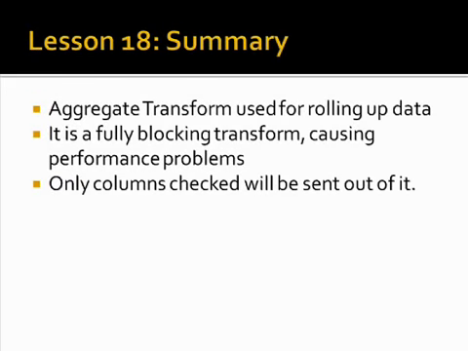Okay, now that you've tried it out, Lesson 18 has talked about the aggregate transform, and it's used to roll up data, or basically apply a group by statement to the data. Only the columns that you check will come out of this transform, so columns that you do not check will be ignored. Also, this is a fully blocking transform, which basically means that as all the rows go into it, 118,000 rows or 500,000 rows, everything will come to a screeching halt until all the rows reach that transform, are aggregated up, and then they start coming out at that point. So be careful and be wary when you use this.